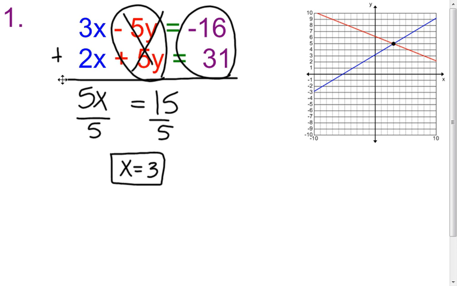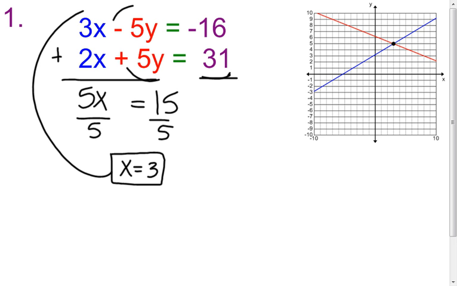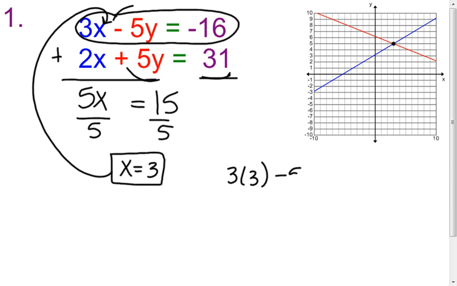I had some x's and some y's. And so now what you need to do is take that x value, which we now know is 3, and substitute it back into either equation. It makes absolutely no difference which equation you substitute it back into. I will just take it and stick it into that top one right there. I could have used the other one also, it doesn't matter, but I'm going to take that x and replace it with 3. So I have 3 times x, which we know is 3, minus 5y equals negative 16. So I have 9 minus 5y equals negative 16.